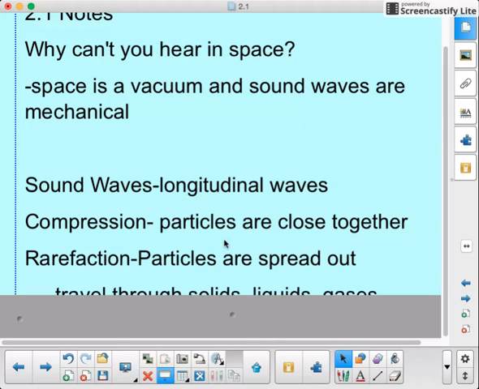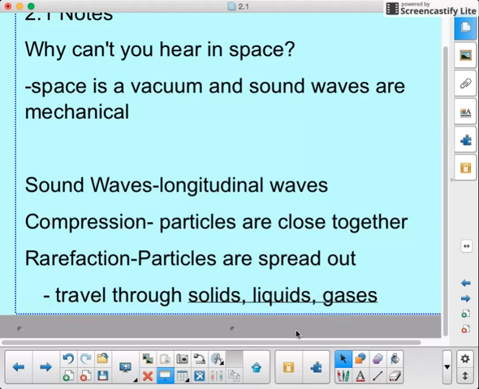Sound waves, because they're mechanical waves, travel through solids, liquids, and gases, and we learned in earlier lessons that waves travel faster through denser materials. So that means that a sound wave will travel fastest through a solid, medium speed through a liquid, and slowest through a gas. And that's because in a solid, the particles are packed closely together, so they quickly bump into each other and pass off the vibrations.